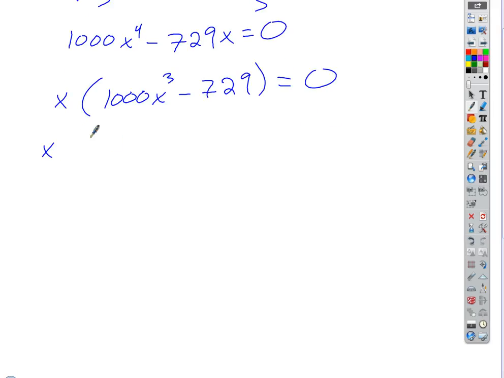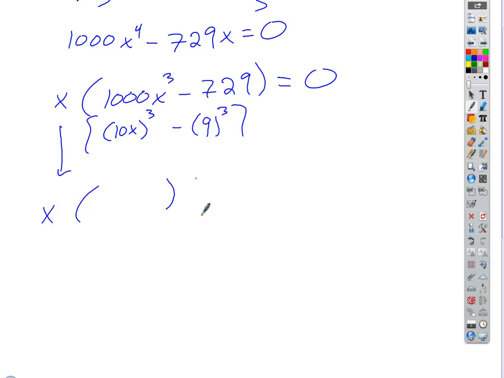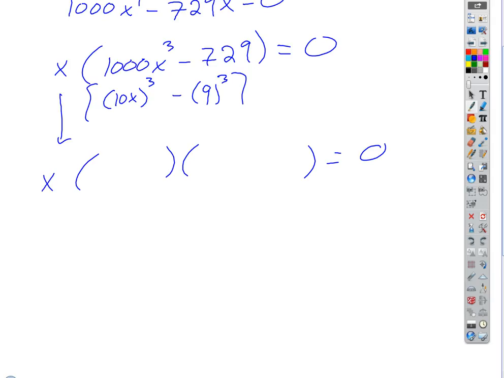This is going to break up into what? What is 1000x cubed written as a cube? 10x quantity cubed, right? So we have 10x cubed minus 9 cubed. Right? So we can factor that then as a difference of cubes, right? So we end up with x times what? 10x minus 9, right? Difference of cubes, that's A and that's B, right?